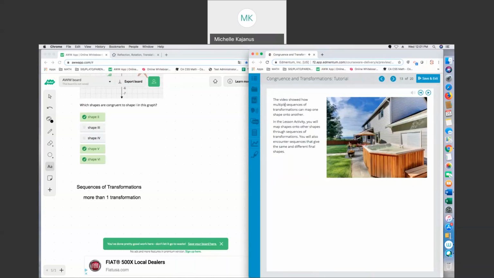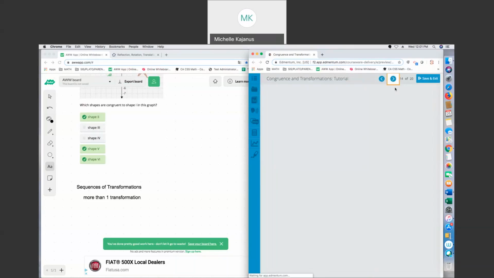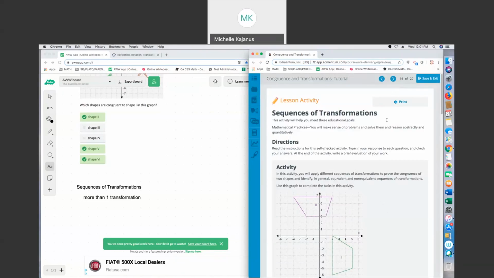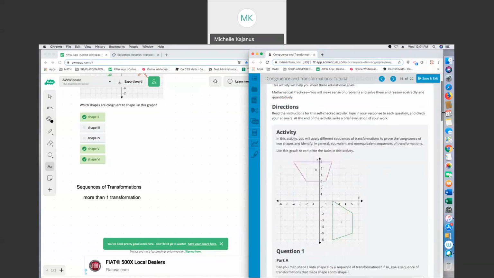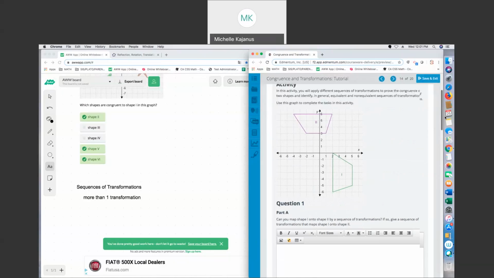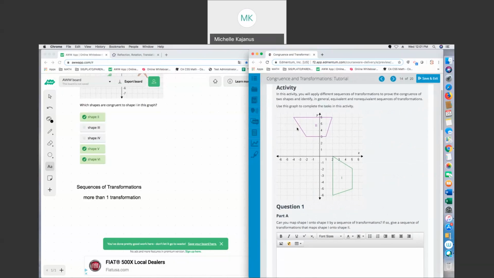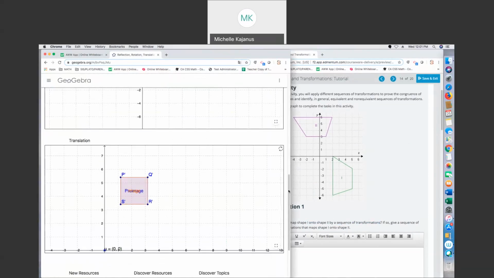13, more information to focus on, and then I'm going to do this activity, not all of it, but I'm going to go over the first one. Okay, now you have these 2 shapes. Can you map shape 1 onto shape 2 by a sequence of transformations? More than one transformation. And let's say I have a hard time with what the transformations are. Always have your notes from your other tutorials open, or some sort of a guide.